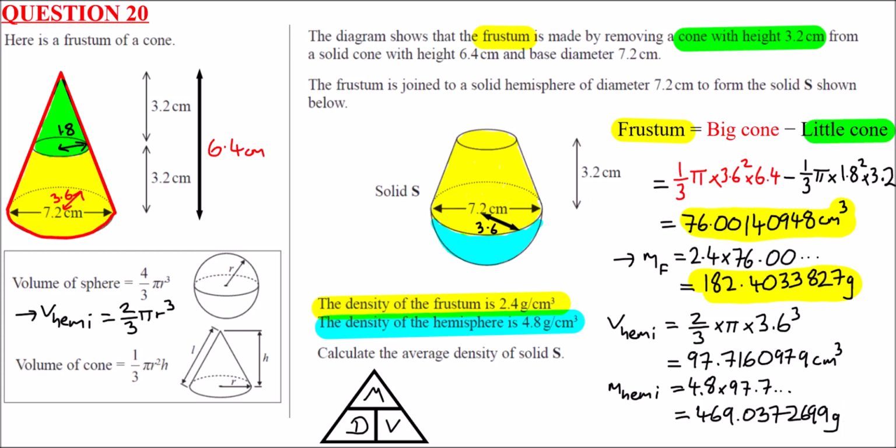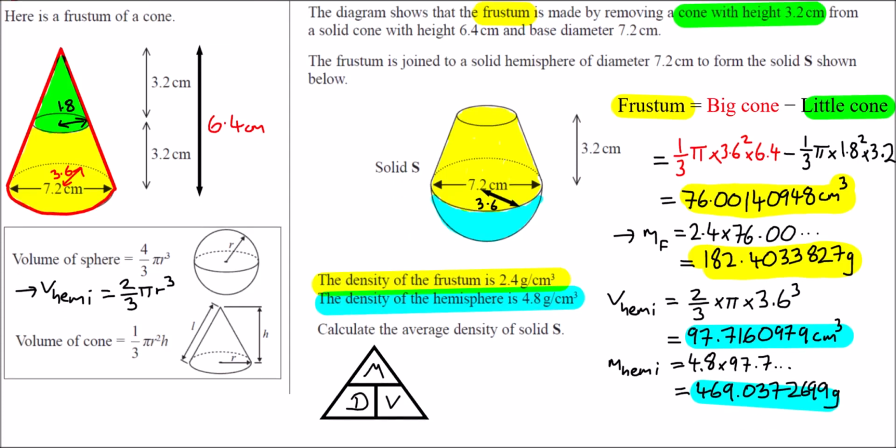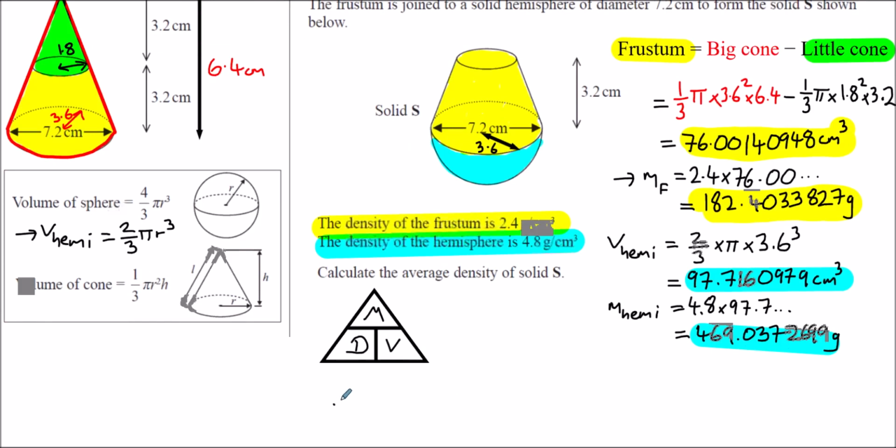So the reason I write out all the numbers is just to absolutely be perfectly sure that I'm not going to incur any rounding error before I get to my final answer. So now we've got all the ingredients to work out the average density of solid S. So we can now proceed and work out the density of solid S. So based on what we've got here, we can see the density of solid S will be the mass of solid S divided by the volume of solid S. So it's going to be the sum of what we've worked out here. So the mass of the frustum plus the mass of a hemisphere.